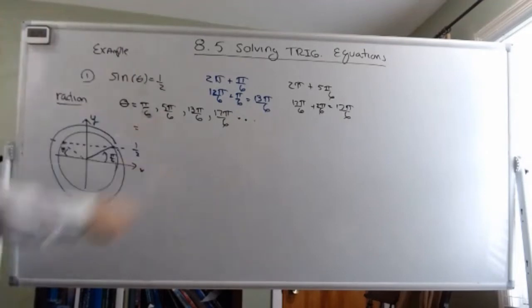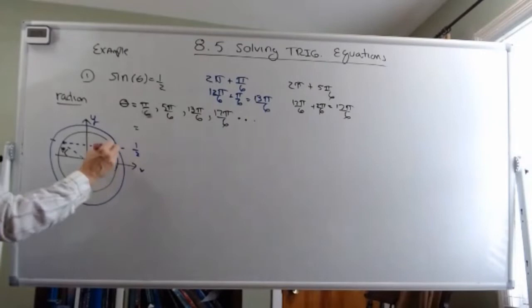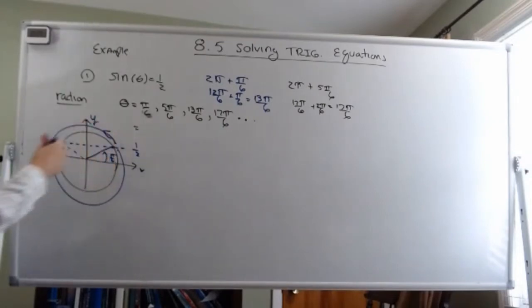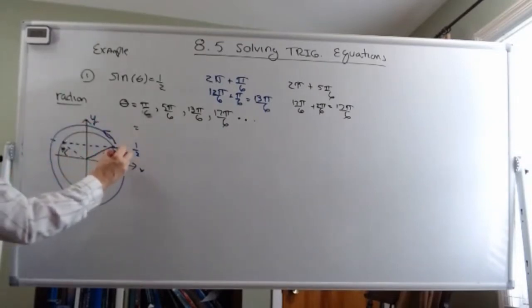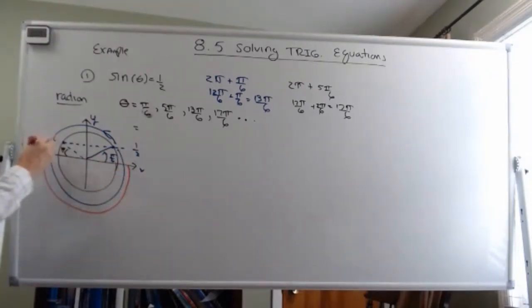This is going to keep going, in fact. I can keep going around another 2 pi, another 2 pi. Just keep doubling and doubling and doubling those. But I could go around in the clockwise fashion. If I go clockwise, my angles are negative. So this has all been counterclockwise. But I could also go in a clockwise fashion and hit that point, and then hit that point.